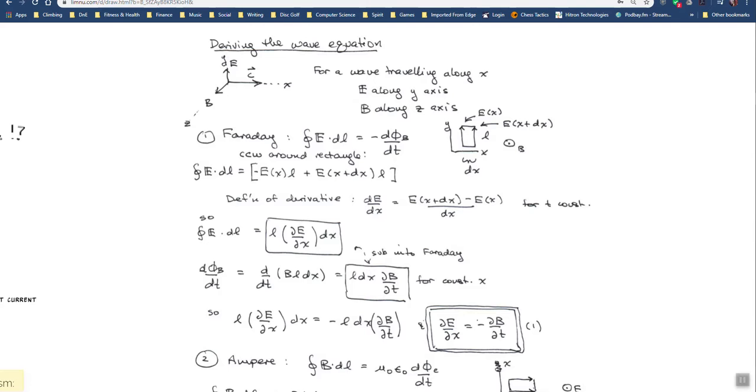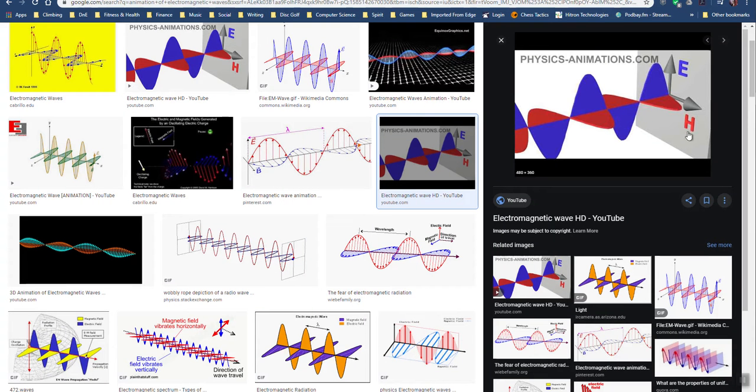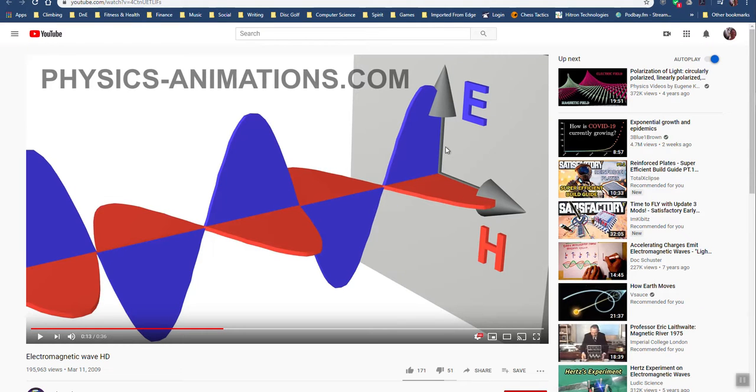If I go back to the animation, at one instant in time, I'm looking at how the magnetic field is changing in this direction. How is the magnetic field changing opposite the direction of propagation? I guess it should be in the direction of propagation in this case. But it's just one snapshot of time. So I'm keeping time constant for E while looking at the time rate of change of B.